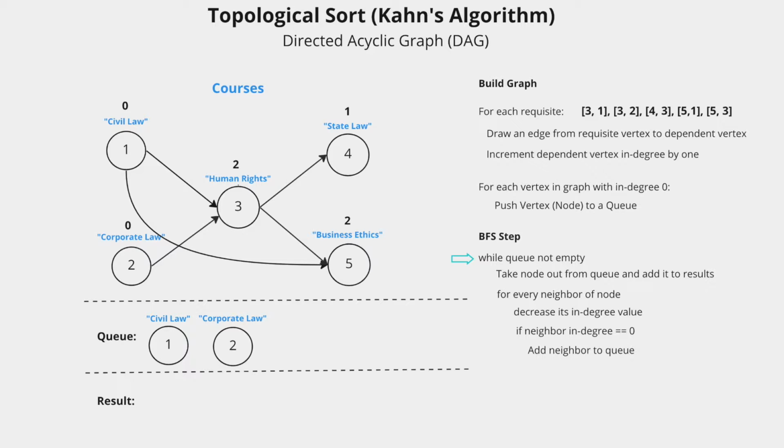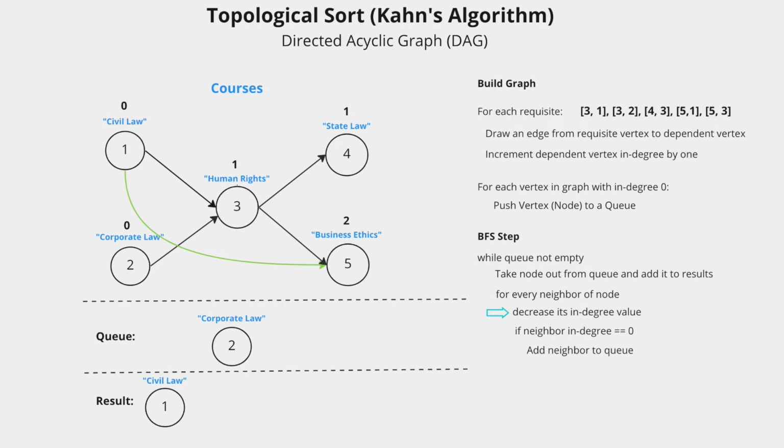While our queue is not empty, we can see that it's not empty. We take out a node from the queue and add it to our result set. For every neighbor node, decrease its in-degree value by 1. Check if neighbor's in-degree value has reached 0. It's false. Let's explore the next neighbor. Decrease its in-degree value by 1. Check if neighbor's in-degree value has reached 0. No, it's not. Let's move to the next neighbor.